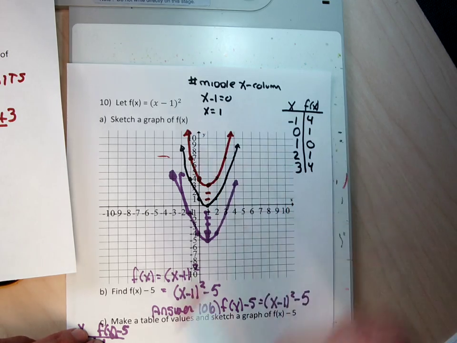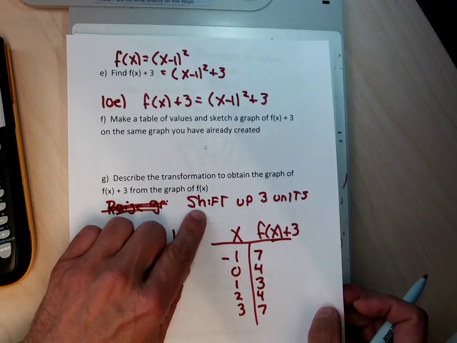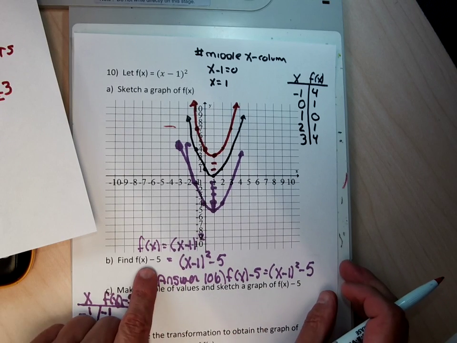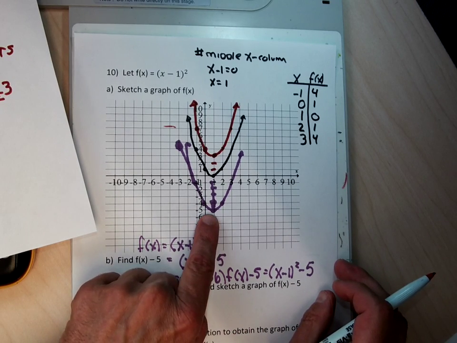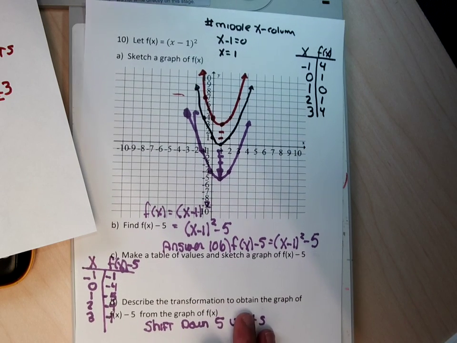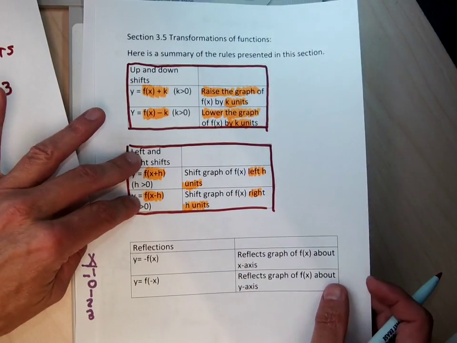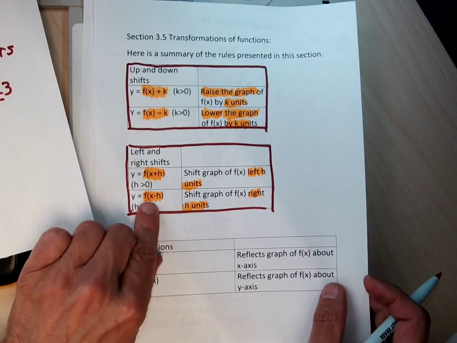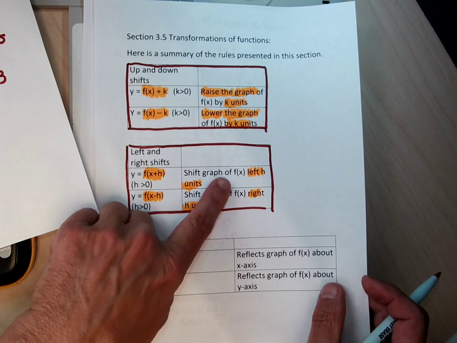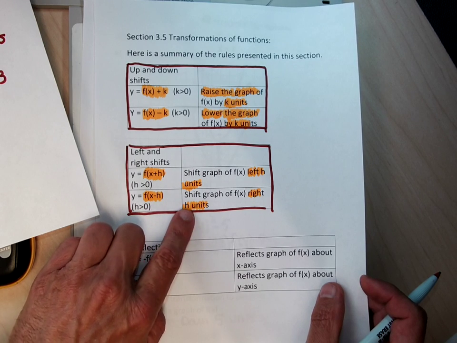And it's higher because when you add a number in function notation, that shifts the graph up. Whereas the purple graph, because I subtracted a number using function notation, it moved the graph down. So we have to get used to shifting graphs up and down and left and right. We shift the graph left and right by adding numbers and subtracting numbers inside the function notation. Adding inside the function notation shifts the graph left. Subtracting inside a function notation shifts the graph right.